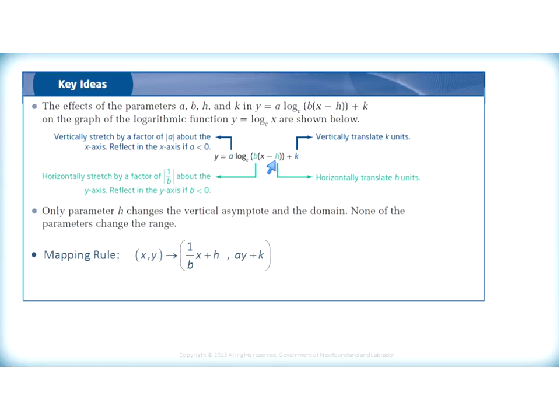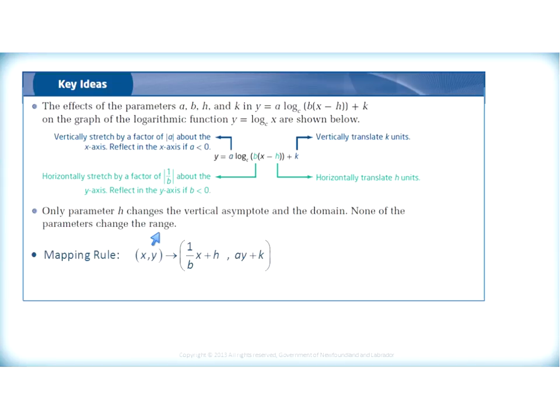h represents a horizontal translation. If h is positive, we move to the right. If h is negative, we move to the left. If k is positive, we have a vertical translation upward, and if k is negative, we have a vertical translation downward. The only parameter, h, changes the vertical asymptote and the domain. None of the parameters change the range.